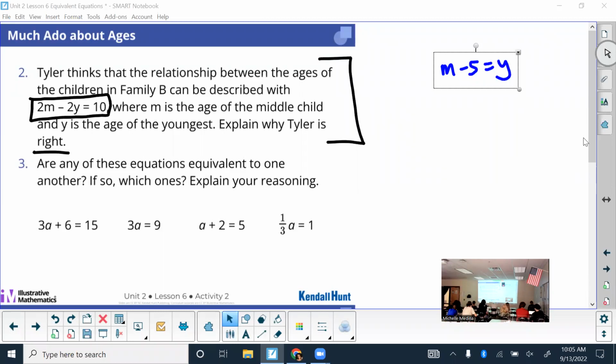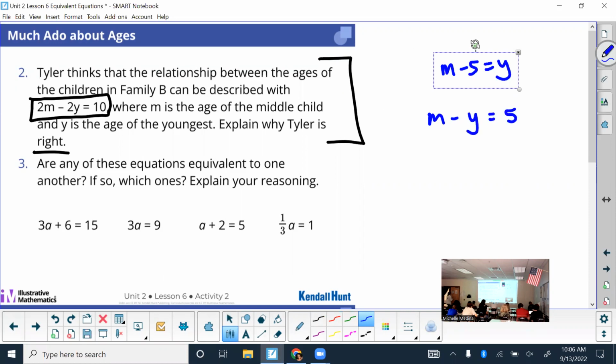All right, why is Tyler right? Maybe if I rearrange this to look more like this equation, except just with the numbers that we use, so moving the 5 to the other side by adding 5, moving the Y to the other side by subtracting it, we get this. Why are these two boxed equations equivalent?